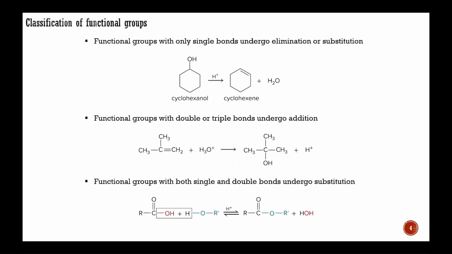Functional groups are commonly classified by bond order, as this classification reflects their patterns of reactivity. For instance, functional groups with only single bonds typically undergo elimination or substitution reactions, while those with double or triple bonds are prone to addition reactions. Functional groups containing both single and double bonds usually undergo substitution reactions. In this lecture, we will examine the properties of common functional groups and summarize their typical reactions.